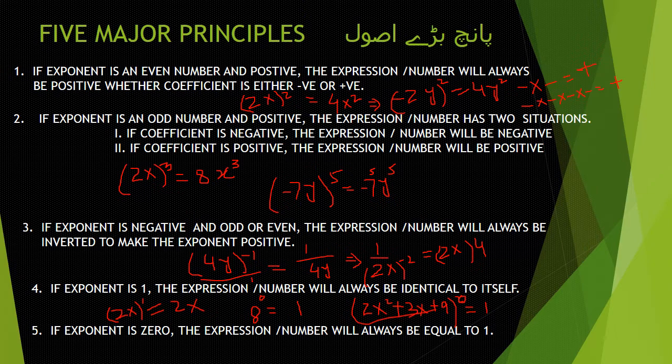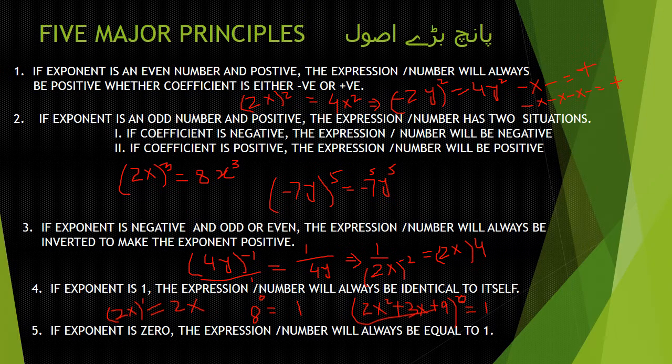If an expression in the denominator is negative, for example, if I write here 2x raised to the power minus 2, how can this minus sign be erased? It can be erased by bringing this 2x raised to the power minus 2 to the numerator. In this manner the power can be made positive. So this is the third rule.